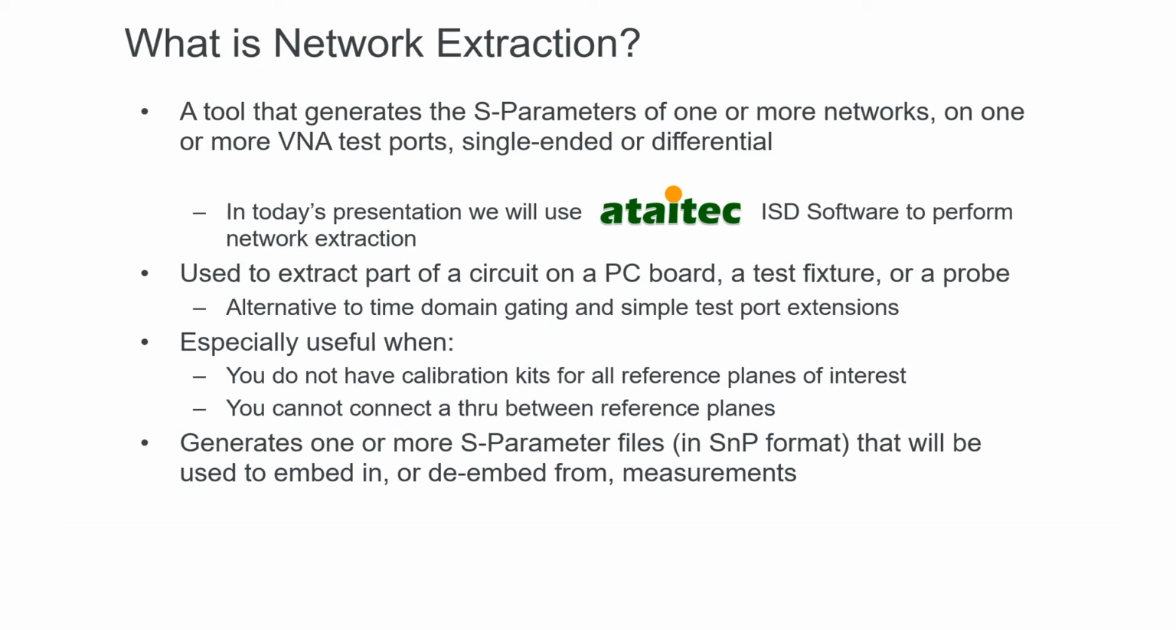So it's very important to use network extraction, especially in cases where you don't have all the cal kits available at the various reference planes of interest, or where you can't connect a through. And in our example today, we simply cannot connect two probes together because there would be the chance of damaging the probe tips in that case. So we are using network extraction in this case to avoid having to make that type of through measurement. And what we're trying to get, of course, as a result is an SNP formatted file or model for the probe that we will then use in embedding, de-embedding.